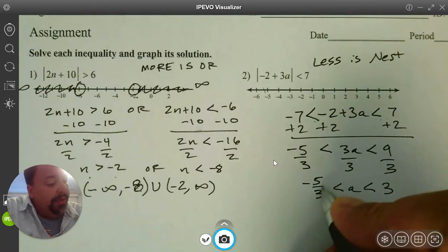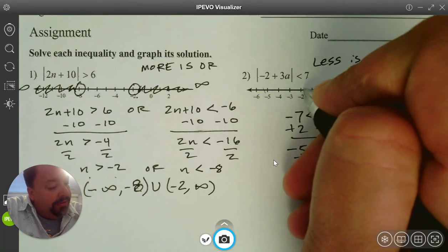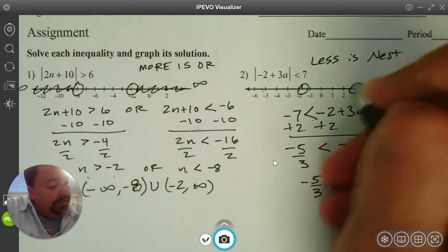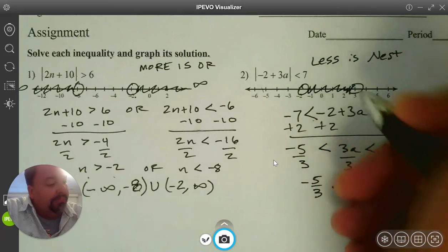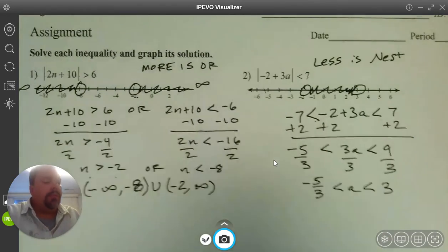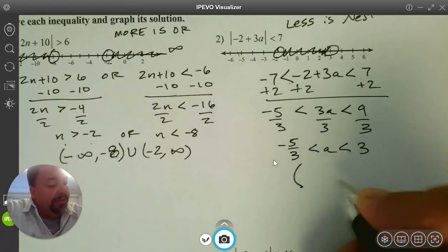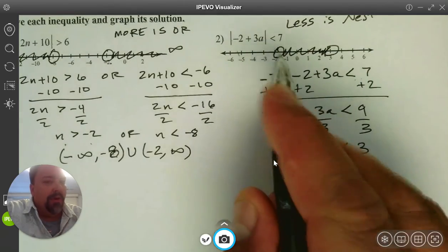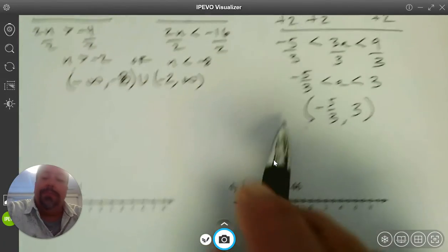To graph it, we go up, find negative 5/3, which is negative 1 2/3, so that's right about there. Open circle, and find 3, open circle, it's not equal. And this is nested between the two, so we shade between. To write the interval, since it is an open circle, we use parentheses, and it starts at negative 5/3, and it goes to 3, again with parentheses. Parentheses are when we have an open circle, and it's less. It's not equal to, I should say.